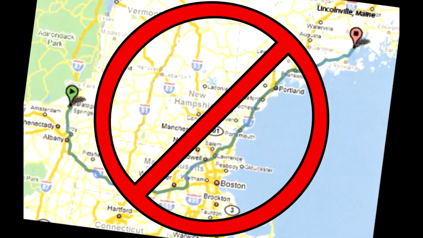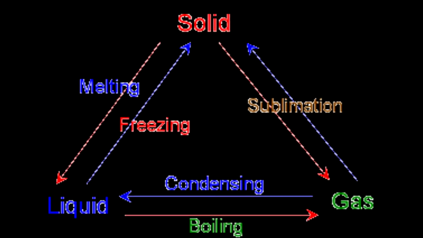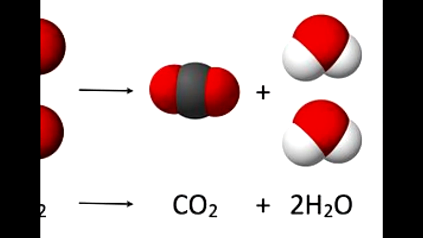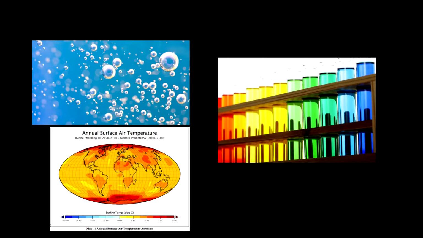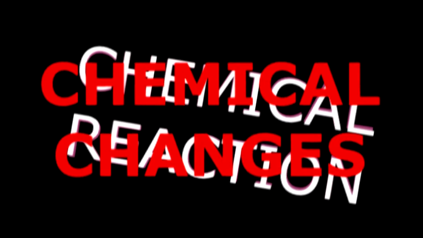Change of state is, contrary to popular belief, not when you go on a trip to New York. It's when you go from a solid to a liquid, or liquid to a gas, or anything like that. A chemical change is when the makeup of the molecules changes. You can tell that it's changed when bubbles form, colors change, or temperature changes. Or, crazy stuff happens in general. When it changes, it's called a chemical reaction. A chemical reaction happens when there are chemical changes.